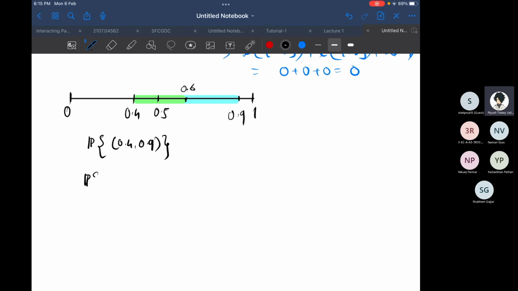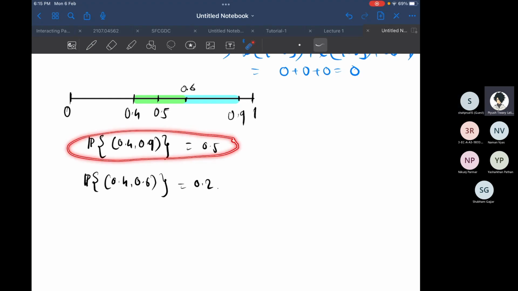And the second thing was probability of 0.4 and 0.6. This was 0.5, this was 0.2. But in none of these cases did you specify that you want to break the stick at point 0.5. Can you see that? So how do I explain this?